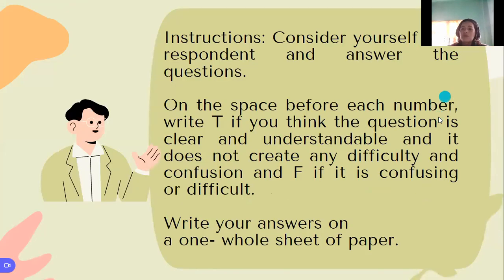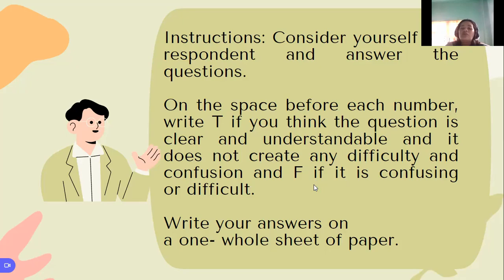And so, since it was part of the instruction that you have to work on the pre-test, these are the things that you have to do. Consider yourself as a respondent and answer the questions. On the space before each number, write T if you think the question is clear and understandable, and if it does not create any difficulty. And then if there's confusion, write F.